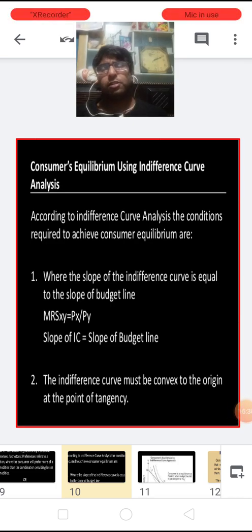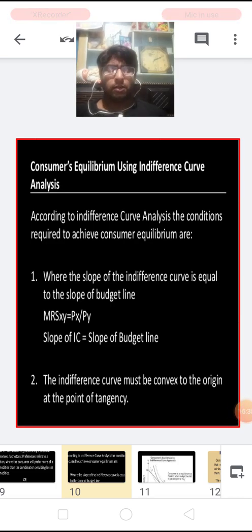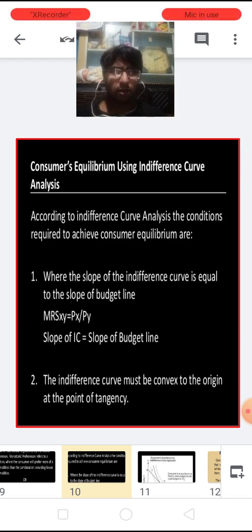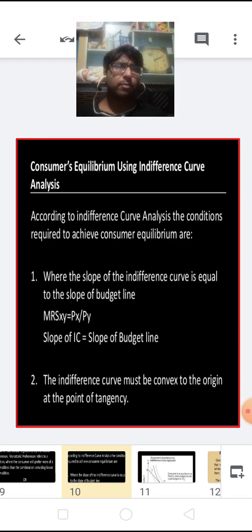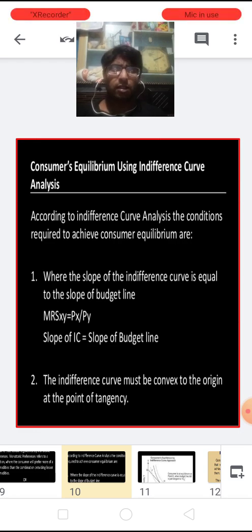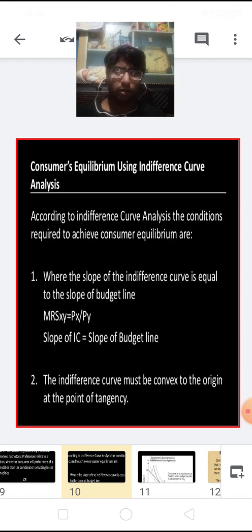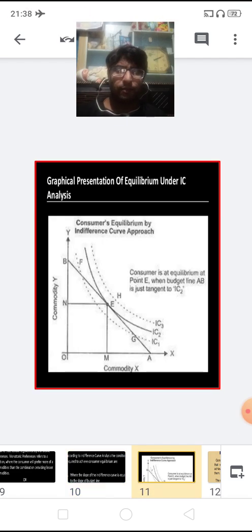And my third condition is, children, the indifference curve must be convex to the point of its origin, I mean MRS XY must be falling. So if these three conditions are satisfied, then the consumer will be at an equilibrium position. Now let's see one diagram.